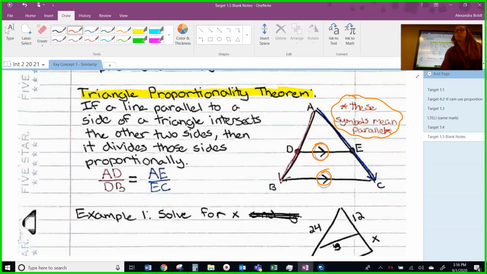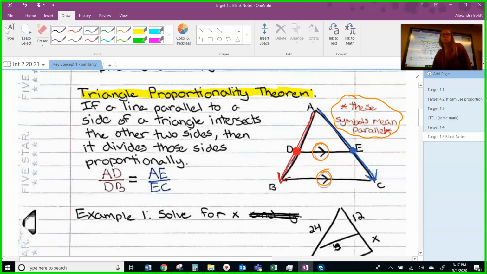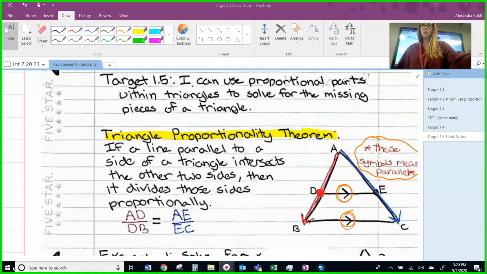So we have our side here, which goes from A to B, and it stops at D in the middle. And it goes from A to C, and it stops at E in the middle. And so really what this is telling us with these two sides, and this one stops.